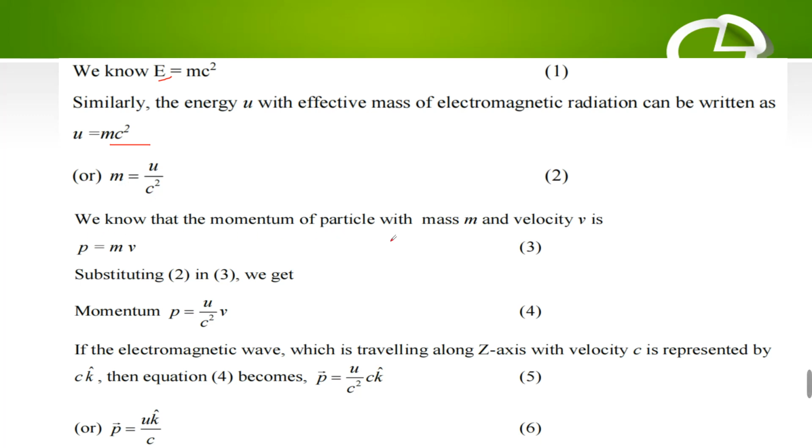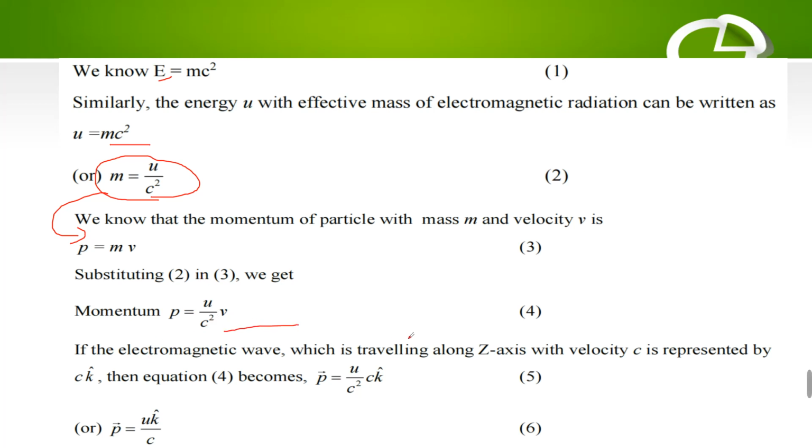And we know that the momentum of a particle with mass m and velocity v can be written as P is equal to mv. Similarly, substitute m is equal to U by c square in equation 3, that is P is equal to mv. Instead of m we are substituting that value. So when you substitute that, momentum P is equal to U by c square into v. This is the formula for momentum.